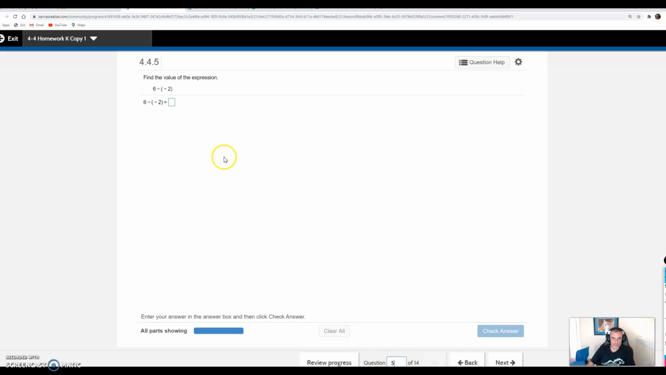All right, this one definitely looks different. It says find the value of the expression 6 minus a negative 2. The big difference between this question and all the other questions is that in this situation we are subtracting a negative number, not a positive number. So I'm going to rewrite it: 6 minus a minus 2.